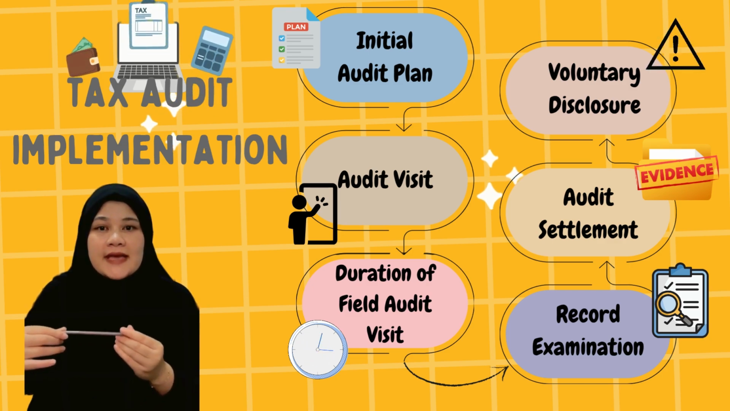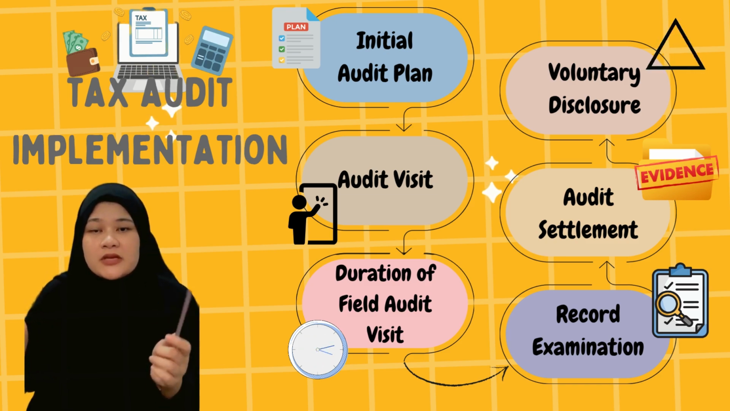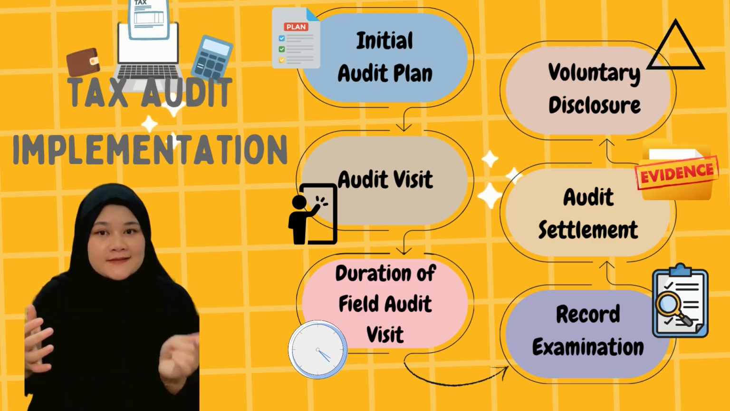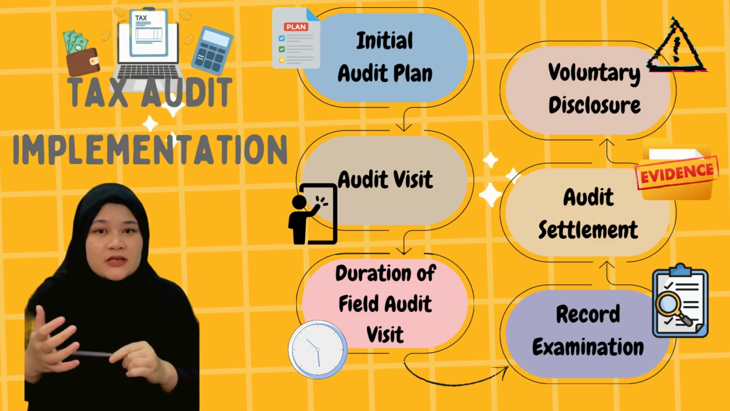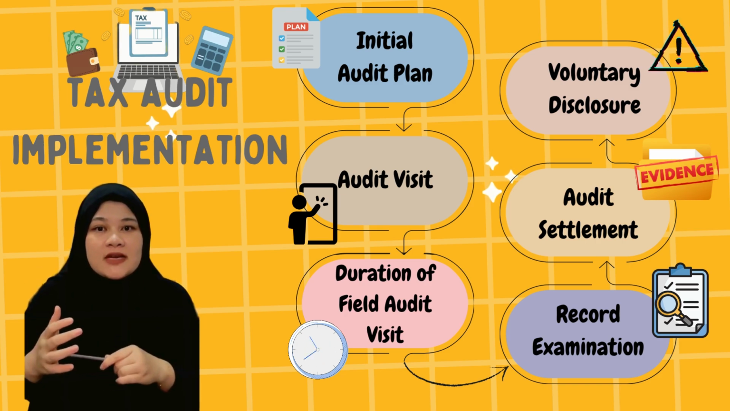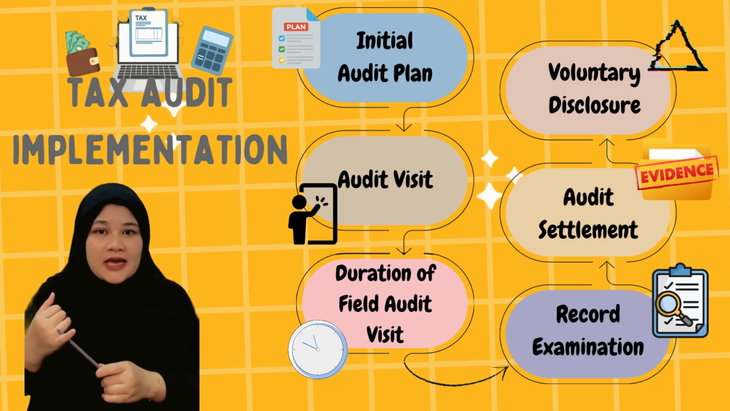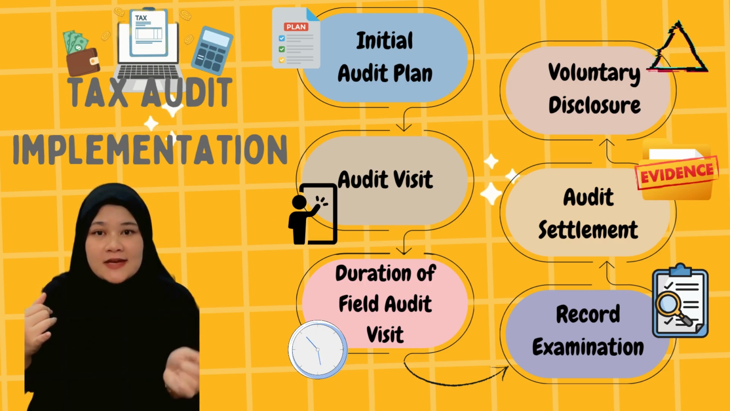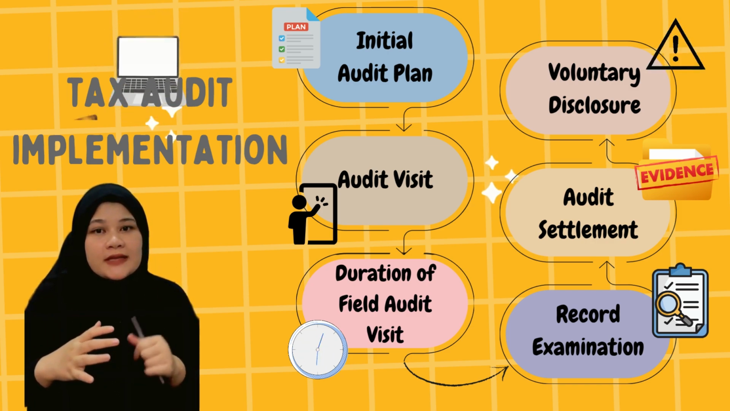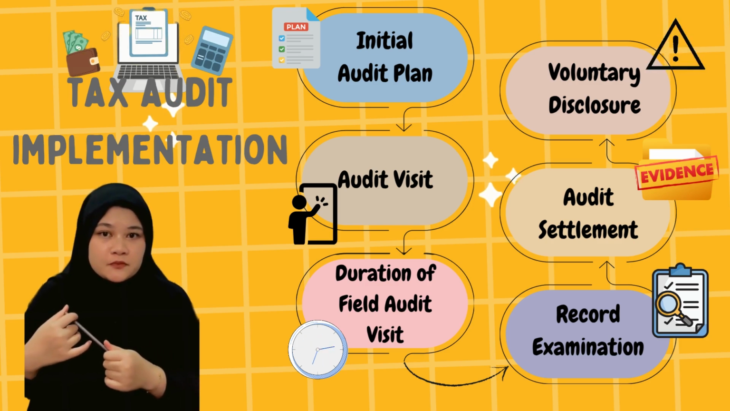Okay, now audit settlement. After review, IRBM will issue audit findings within 90 days for standard cases and 240 days for financial institutions. When you receive a letter with their findings, you can either agree and pay any extra tax, or if you disagree, you may object within 18 days with supporting evidence before the final assessment.